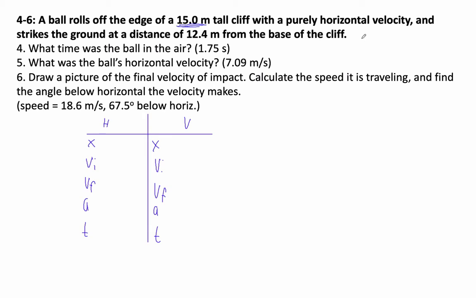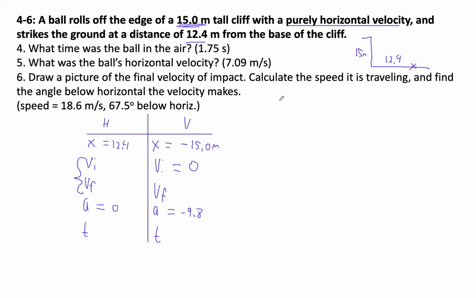So here's this cliff. And he lands 12.4 meters from the base, right? So that, I think, is our horizontal X is 12.4, right? Our vertical X is down 15 meters, right? It's a purely horizontal velocity, so this means this is 0. This is negative 9.8. This is 0. That makes these guys the same. Whatever they are, right? Okay.